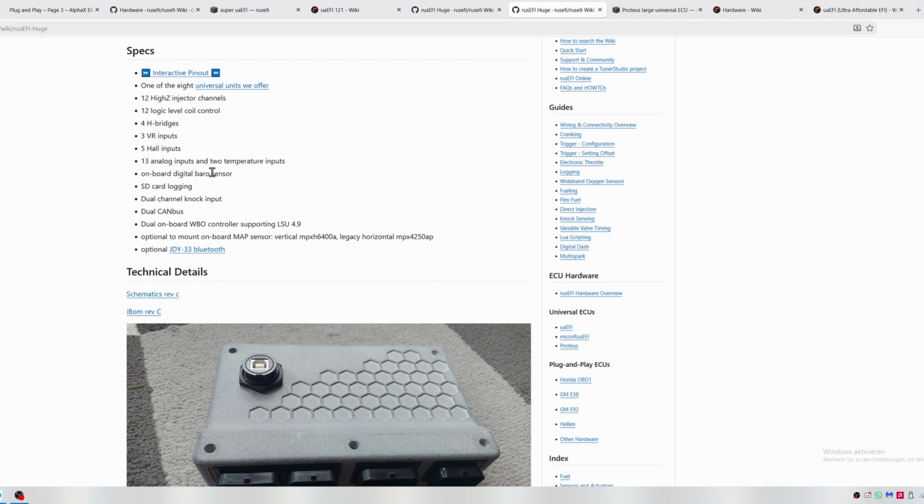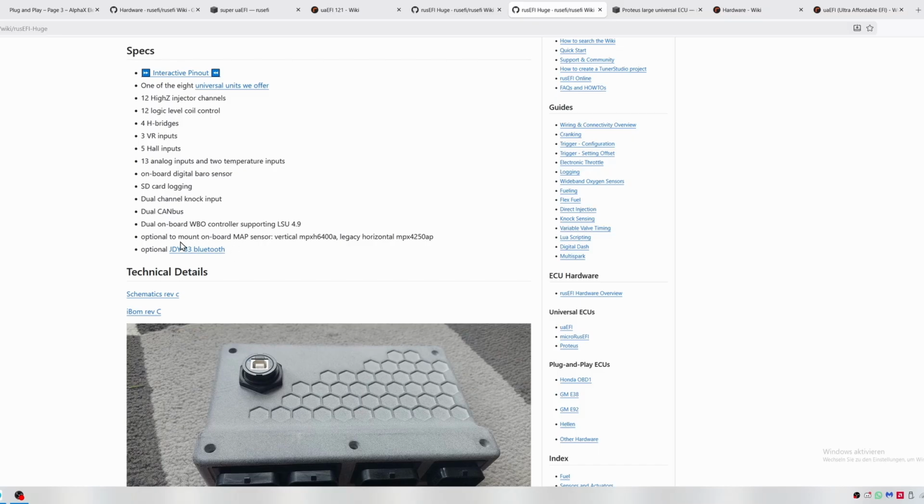Then we have 13 analog inputs in comparison to only 11. So that's a little bit more. You have a digital barrel sensor, but that's the same thing as before. We have dual channel knock input, whereas the UAEFI only has one channel. Dual channel CAN bus, while the UAEFI can be expanded to 2 channels, this one has it standard. Dual onboard wideband controller, so you have 2 controllers that can automatically use 2 LSU 4.9 sensors, which is also very handy for a V engine.